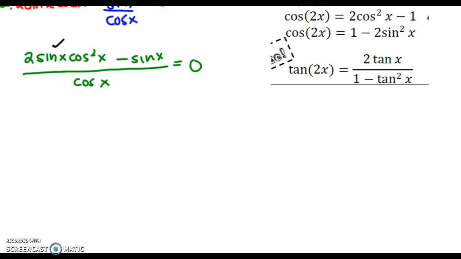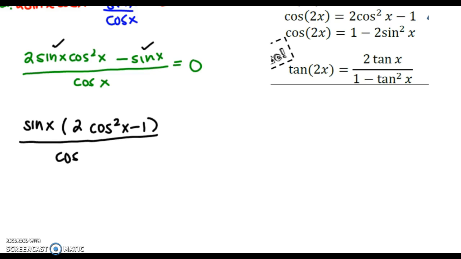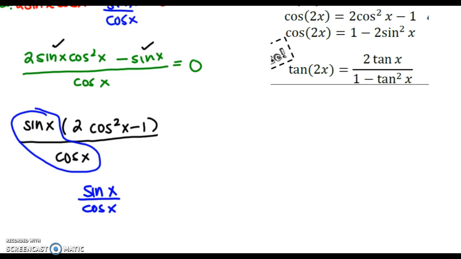When I look at the top, they both have a sine hanging out, so I'm going to take out a sine of x. On the inside, I have 2 times cosine squared of x minus 1 all over cosine. Hopefully what you're kind of thinking is this: we can take out the sine of x, set that equal to 0, and then this portion, set that guy equal to 0.